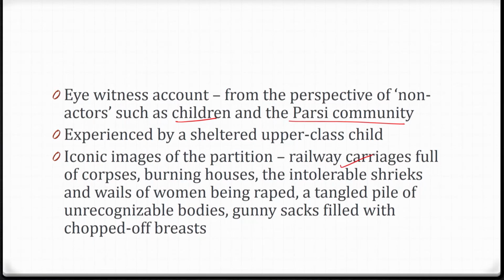The novel also brings in certain iconic images of the partition, which at times we may begin to wonder whether this has become too graphic or whether this is now bordering on the pornography of violence. For instance, we have images such as railway carriages full of corpses, burning houses, the intolerable shrieks and wails of women being raped, tangled piles of unrecognizable bodies, gunny sacks filled with chopped off breasts.